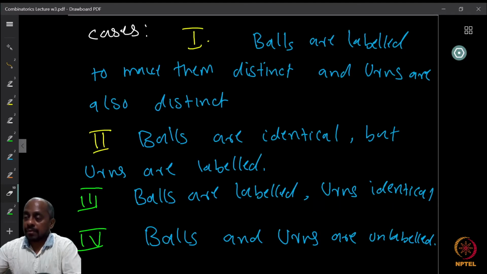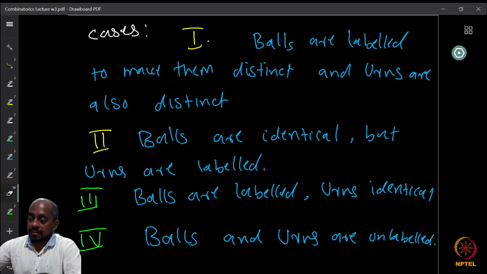So the different cases that we can have are: the balls are labeled to make them distinct, and the urns are also distinct, so both boxes and balls are labeled. Then the second case is that the balls are all identical, but the urns are labeled. The third case is that balls are labeled and urns are identical. Then the balls and urns are both unlabeled, that is, all the balls are identical and all the boxes are also identical.